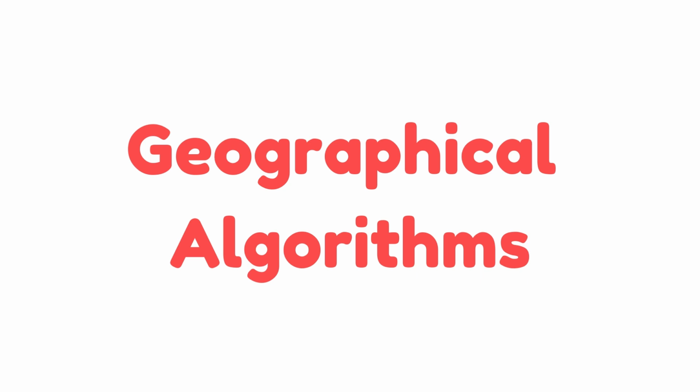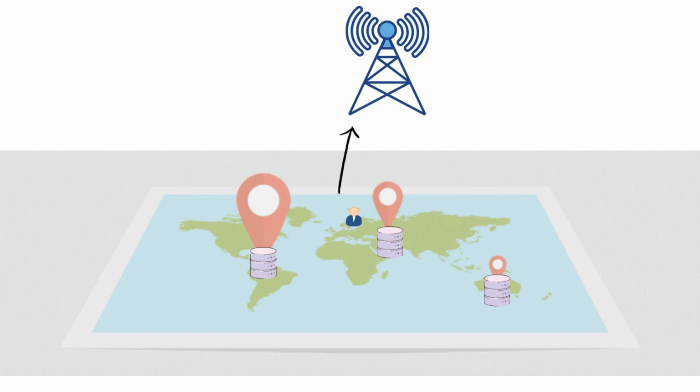It does, and that's where geographical algorithms come in. Geographical algorithms. Okay, I'm intrigued. Tell me more. So, if you're accessing a website from London, it would make sense to connect you to a server that's in Europe rather than one in the US, right? Yeah, for speed. Right, to reduce that latency.